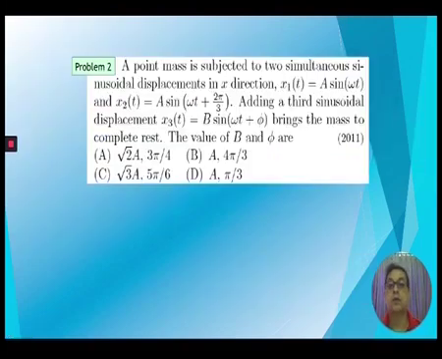So in this problem, please note it down. What is given? A point mass is subject to two simultaneous sinusoidal displacements in x direction: x1 is equal to a sin omega t and x2 is equal to a sin (omega t plus 2 pi by 3). Adding a third sinusoidal displacement, x3 is equal to b sin (omega t plus phi), brings the mass to complete rest. You are basically asked to find out the values of b and phi.